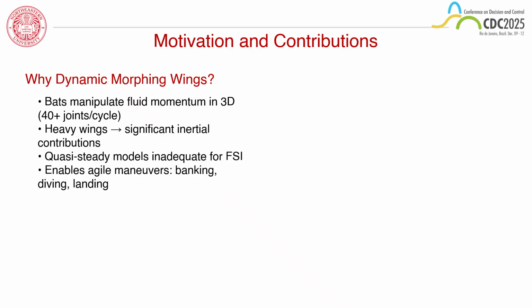Their wings are also relatively heavy compared to their body, which means inertial contributions are significant, something we can't ignore in our models. This is precisely why quasi-steady aerodynamic models, which work well for insect flight, are inadequate for our platforms. The complex fluid structure interactions require unsteady modeling approaches.